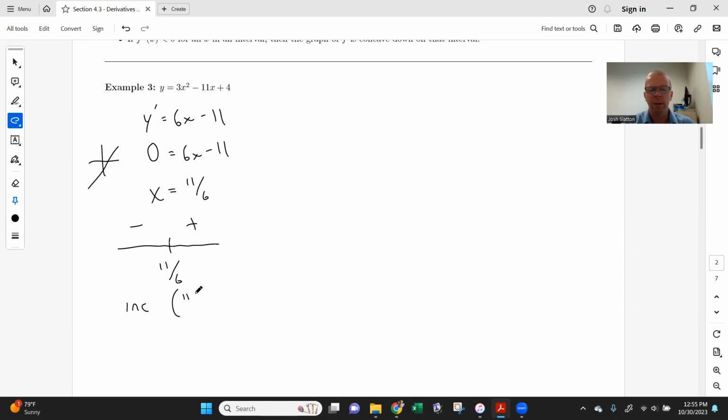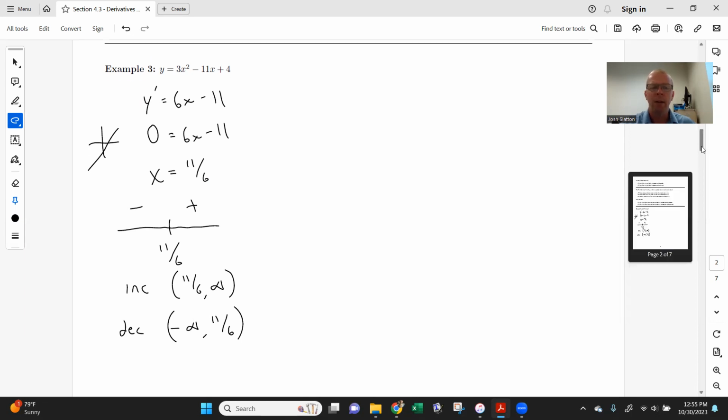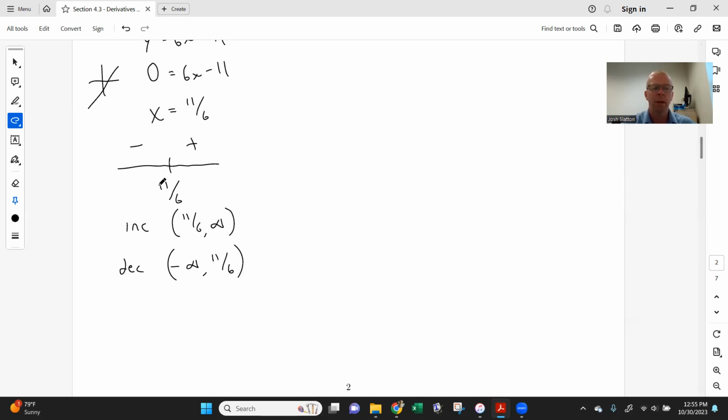But either way, we're increasing where the first derivative is positive. So that is 11/6 up to infinity. We are decreasing where it is negative. So that would be negative infinity to 11/6. And then if we want to find the min or the max, it's easiest if you think negative is decreasing, so we're like that. Positive is increasing, so we're like that. So if the graph comes like that, then this is going to be a minimum.